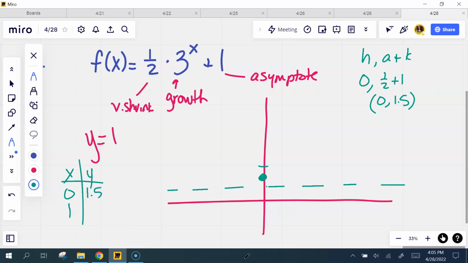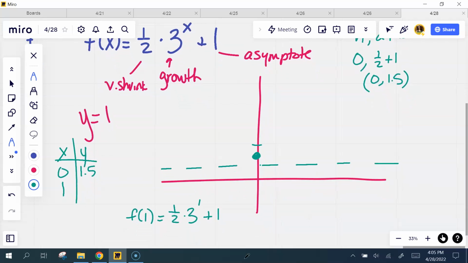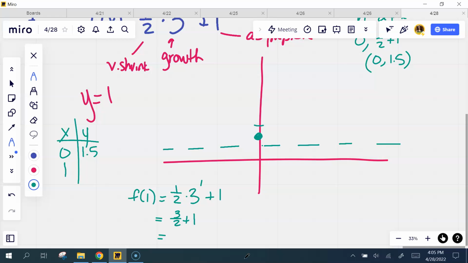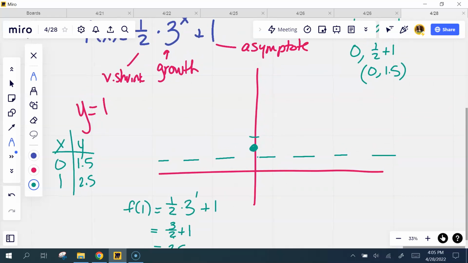So if I plug in 1, well, what is f of 1? F of 1 is 1/2 times 3 to the first plus 1, right? So 1/2 times 3 is 3 over 2. 3 over 2 plus 1, and if you have to use your calculator, use it. But this is 1.5 plus 1, which is 2.5, or 5 over 2. So 1, 2.5. And now I have enough to do my graph.